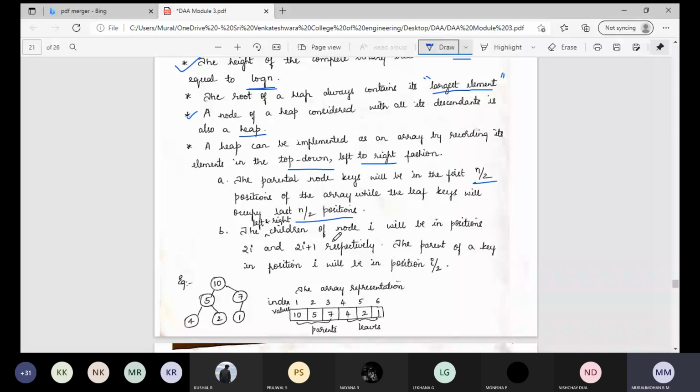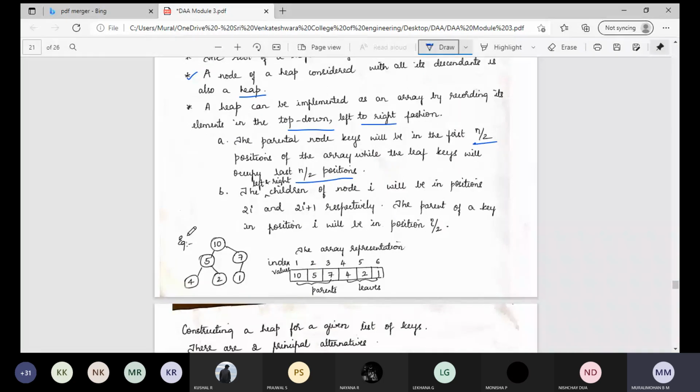For example, just observe. Let us take this tree. Here 10 is the root node. Similarly, 5 is a parent node and 7 is a parent node. Next, 4, 2, 1 are the leaves. So 10 is the root node, and the nodes we have under it are 5 and 7.